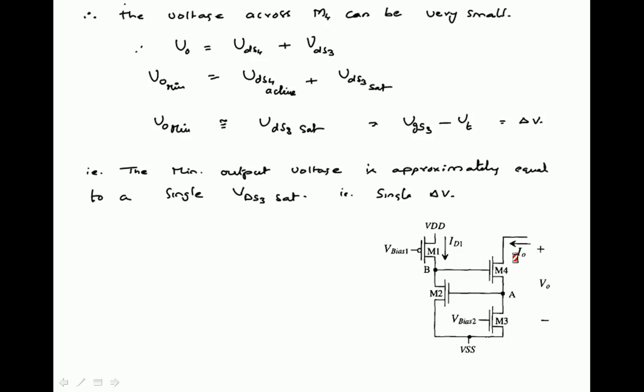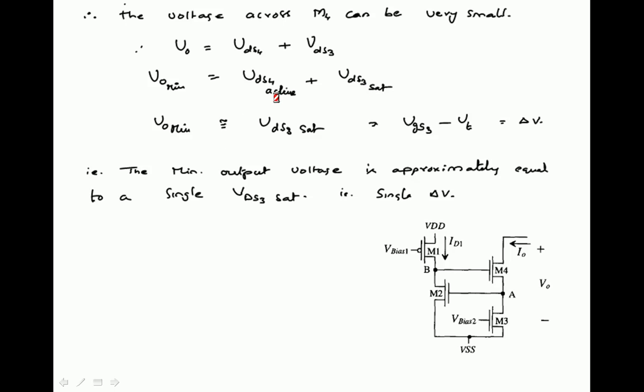V naught minimum is nothing but the minimum voltage to keep I naught constant. So V naught minimum is VDS4 active plus VDS3 saturation. Even though M4 comes into the active region, that is the linear region, the current is going to be constant only, so we are not forcing saturation; it can be in the active region. So V naught minimum is VDS4 active plus VDS3 saturation.